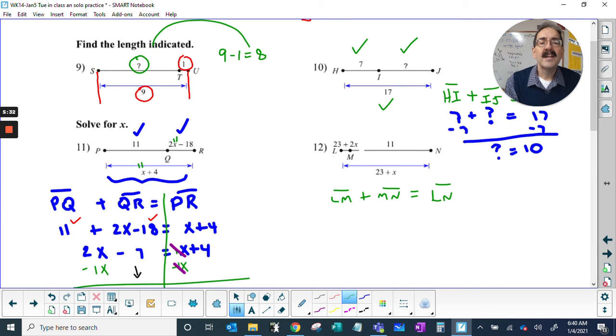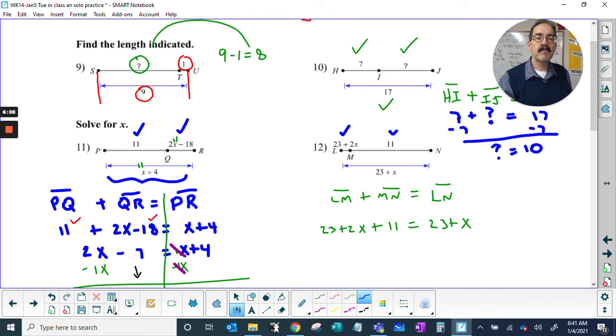Okay, welcome back. So, LM, MN, the whole thing, LN. Now, substitute, replace, solve. So, LM, 23 plus 2x, plus the MN, 11, equals the whole LN, 23 plus x. The most important piece here is that you realize segment addition is nothing more than this piece plus this piece to equal the big piece.